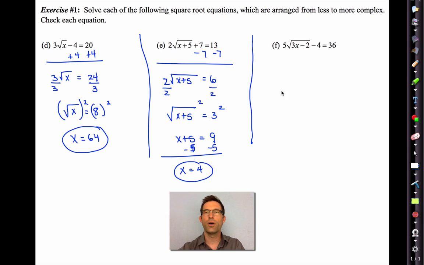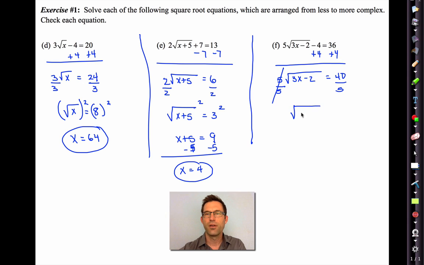All right, last one. We took x, we multiplied by 3. We subtracted 2. We took the square root. We multiplied by 5, and we subtracted 4. So we're going to add 4 to both sides. Right? So we have 5 times root 3x minus 2 is equal to 40. Now we'll get rid of that multiplication by 5 by dividing both sides by 5. That'll give us root of 3x minus 2 is equal to 8.